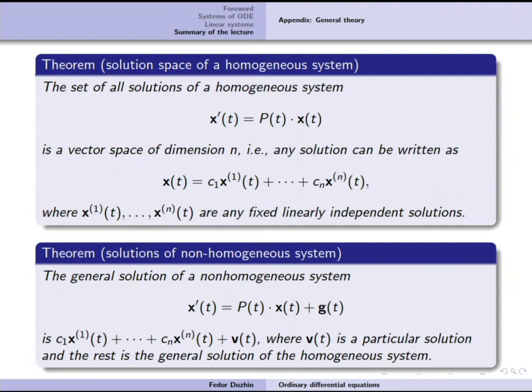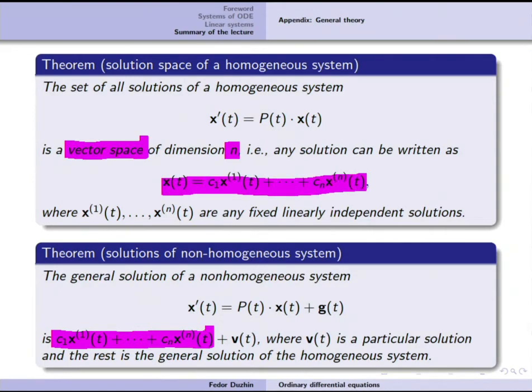Then, if we have n equations with n unknowns and the system is homogeneous, then the set of all solutions is a vector space of dimension n. That is still true. So in particular, it means that if you found any n linearly independent solutions, then their linear combination is a solution for a homogeneous system. For a non-homogeneous system, we need to add a particular solution of this non-homogeneous system.